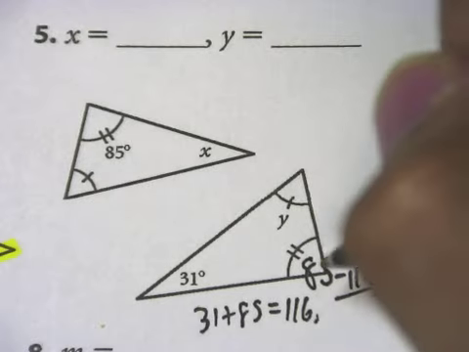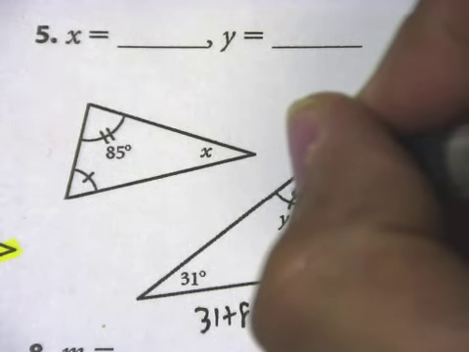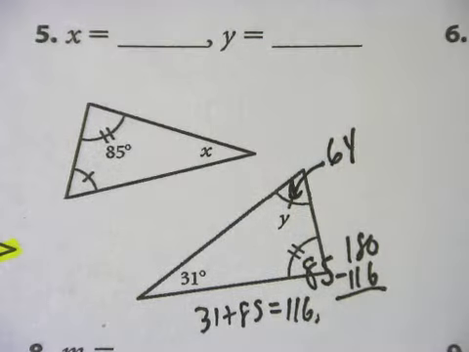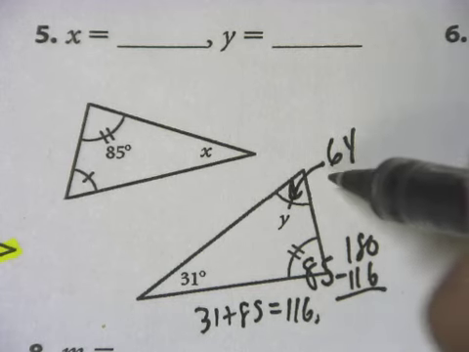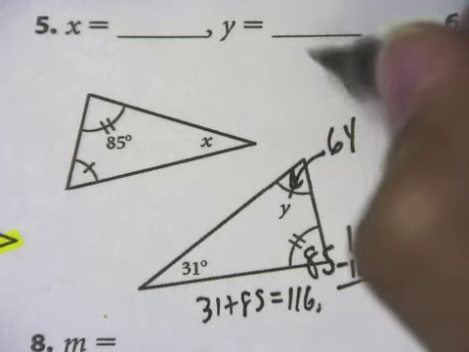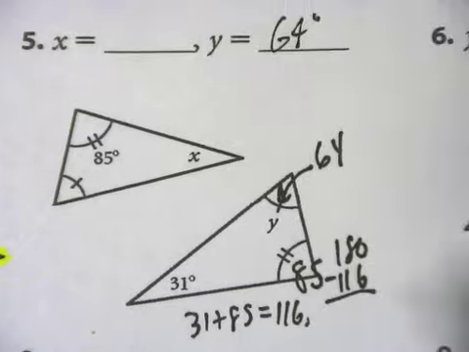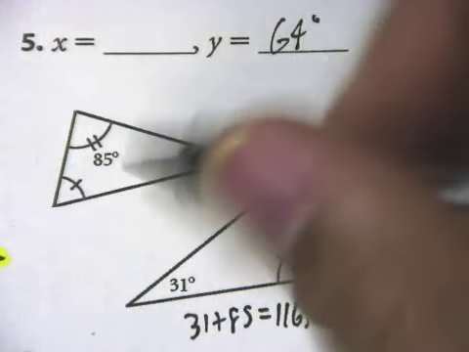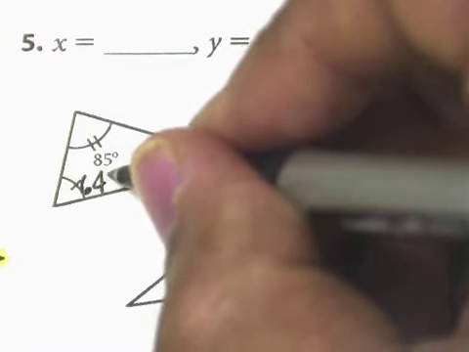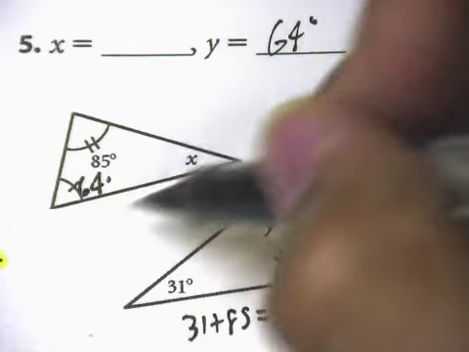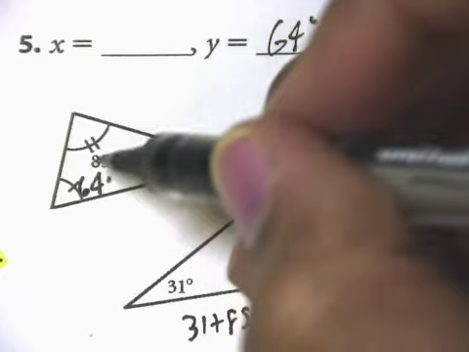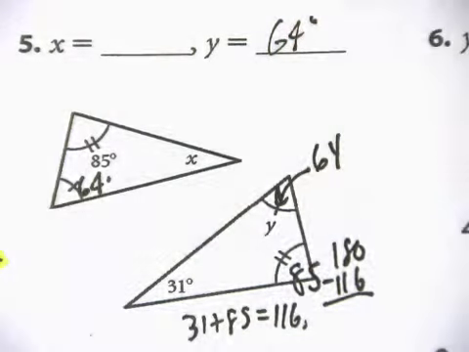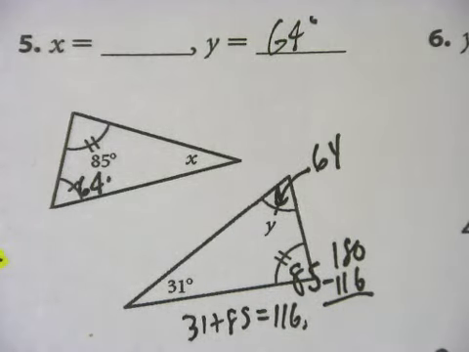So now these two together give me 116. So if I take 180 minus 116, it's going to give me the missing angle here, which is 64 degrees. So angle Y right here is 64 degrees. I also know that these are corresponding angles. So I know that this is also 64 degrees because they have the same congruency mark.